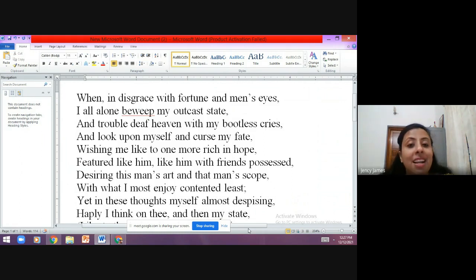4 lines. 4 വരെയുള്ള ഒരു സ്റ്റാൻസൊക്കെയാണ് ക്വാട്രെയിൻ എന്ന് പറയാം. 3 quatrains ഉണ്ട്. So 3 into 4, 12. Plus we have a couplet. Couplet means a concluding stanza with 2 lines in the Shakespearean sonnet.